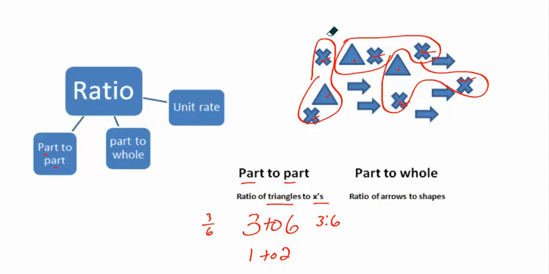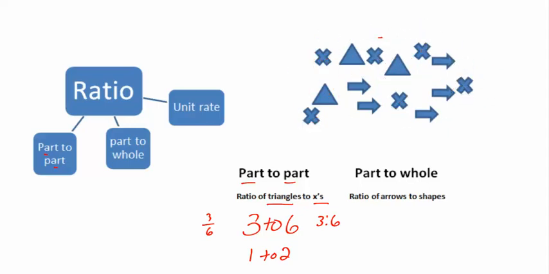Okay, let's look at the next one. The next one says part to whole. So what is the ratio of arrows to all shapes? You kind of want to look for that word to. That's telling you the two things that we're comparing. Arrows to all shapes. So my arrows, 1, 2, 3, 4, 5. So 5 arrows, to, and then it says to all shapes. So I have to count everything, including the arrows, because the arrows are part of my shapes.